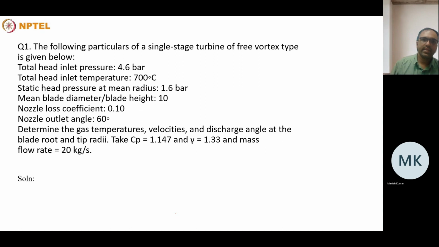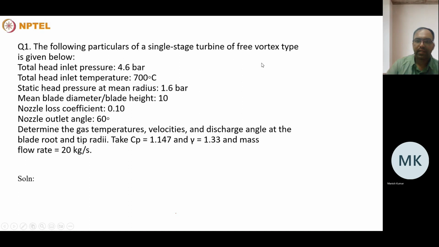So the question is regarding a single stage turbine of free vortex type, and the total head inlet pressure is 4.6 bar. Total head inlet temperature is 700 degrees Celsius. So that corresponds to the stagnation pressure and stagnation temperature respectively. Static head pressure at mean radius is 1.6 bar. The ratio of the mean blade diameter to the blade height is given as 10. Nozzle loss coefficient is 0.1. Nozzle outlet angle is 60 degree.